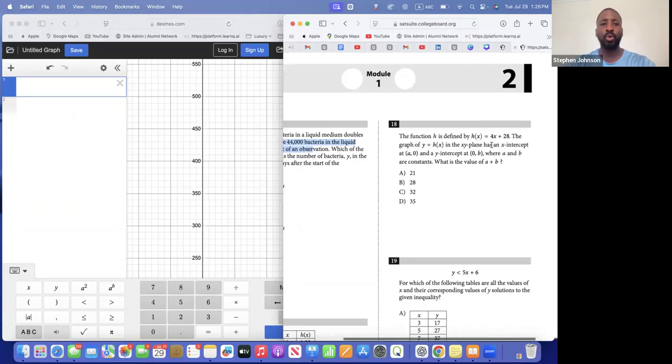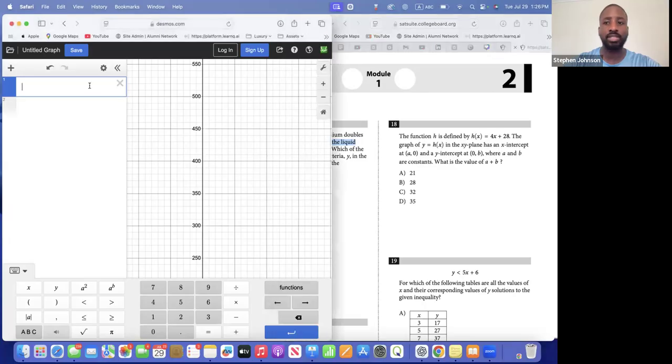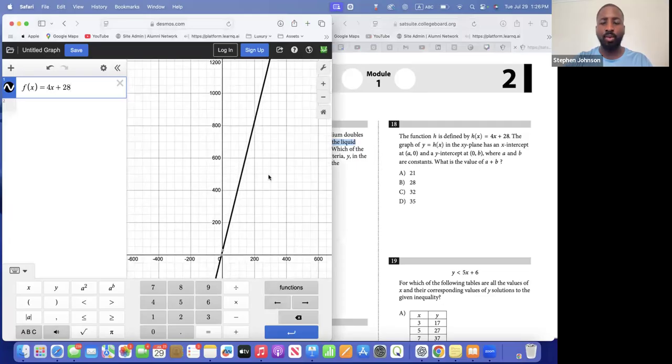has an equation as well. When you start doing this strategy, you start to notice that there are so many questions that have equations, right? So while this is a longer one, let's just read it. The function h is defined by that. The graph of y equals h of x in the xy-plane has an x-intercept at a, 0. Oh, I love these questions. Because we're going to go straight to Desmos, I'm going to call this f of x instead of h of x. I don't think it really matters. But 4x plus 28. I'm going to zoom out, right? And then what does the question say?